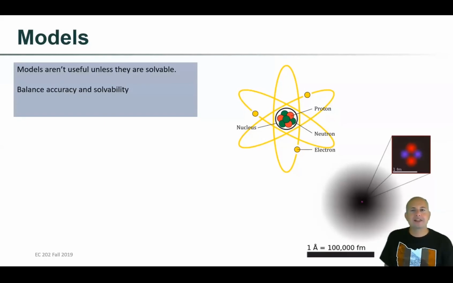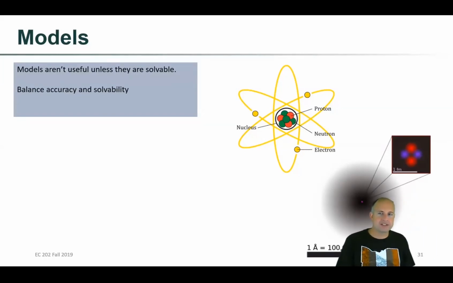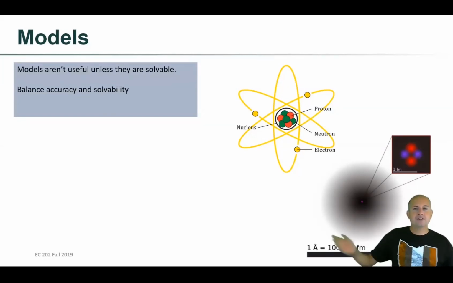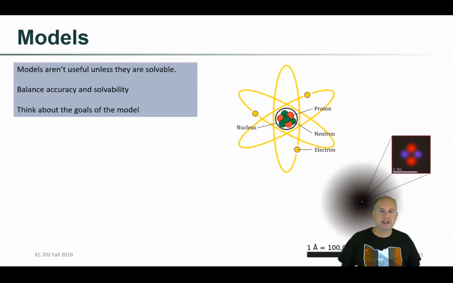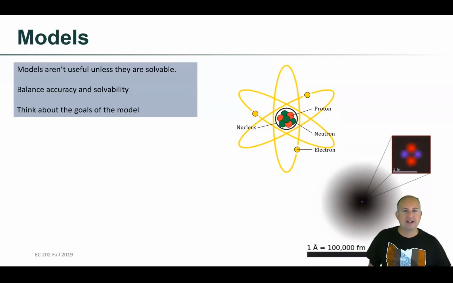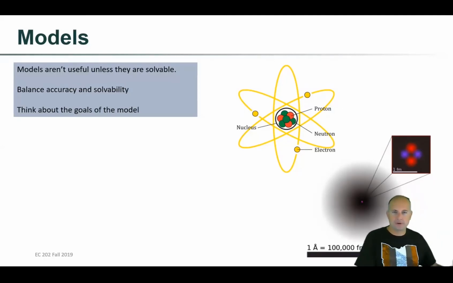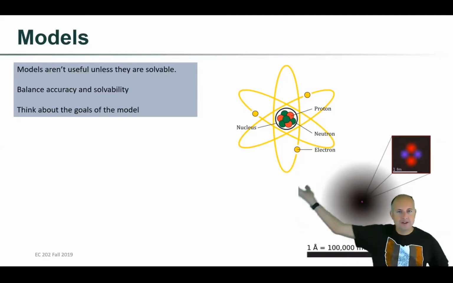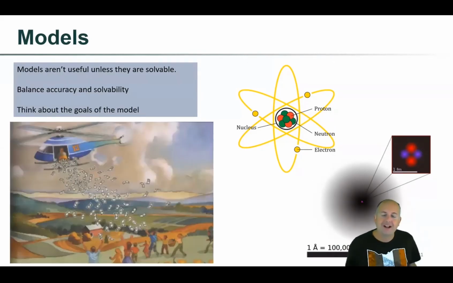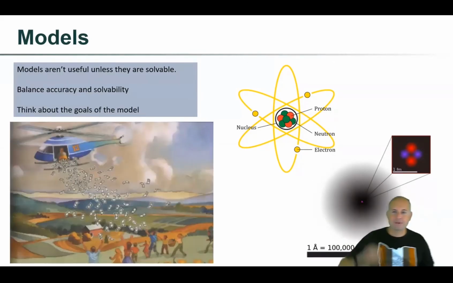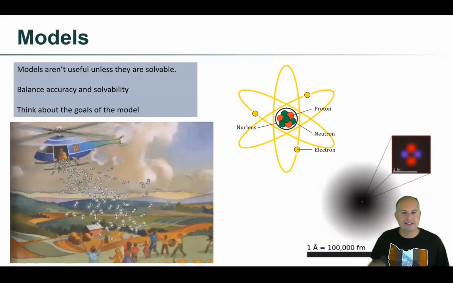So what we want to think about is balancing accuracy and solvability, and really accuracy is more like usefulness. So we want to think about the goals of the model, right? Again, if our goal is just to show how one element and another element come together to make a compound, this is totally adequate.